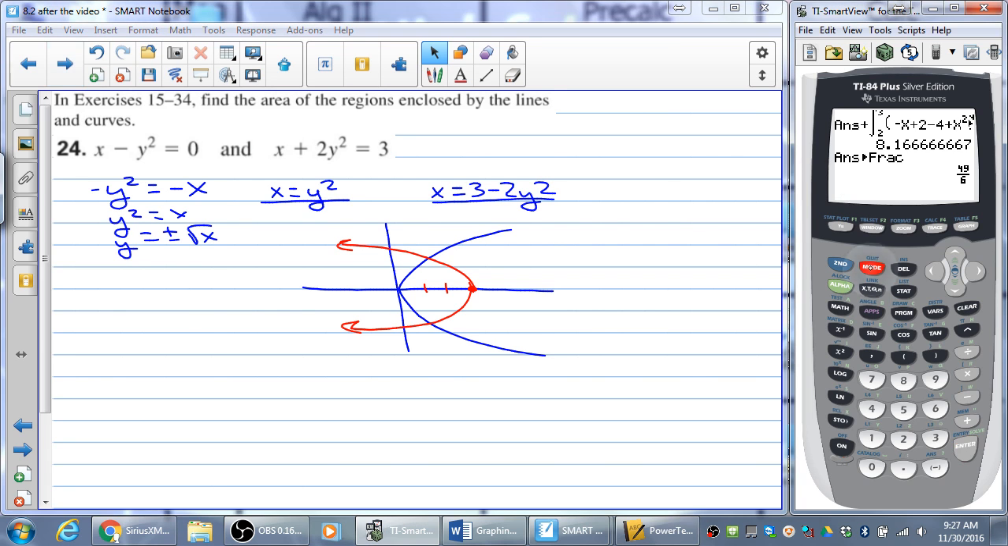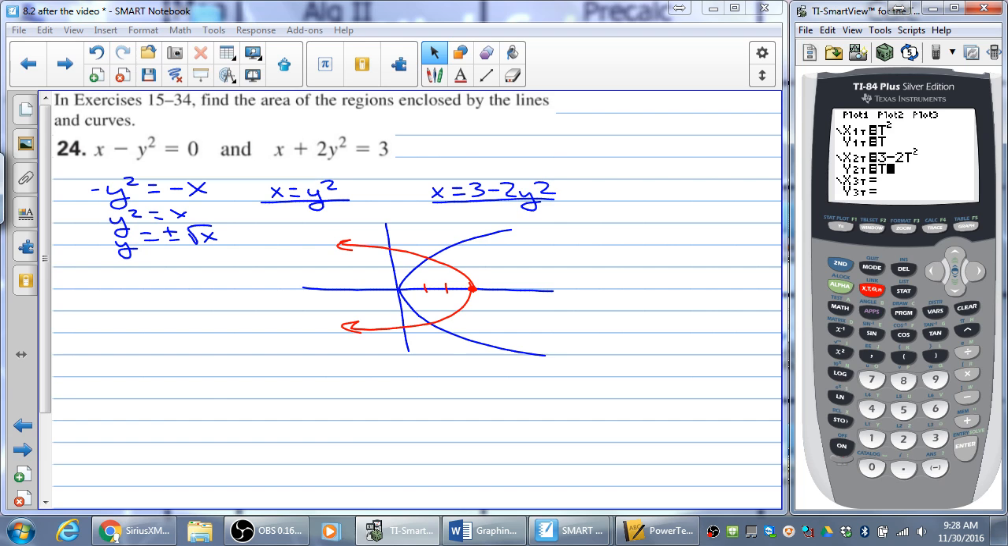If you go to mode, one of your choices is parametric. Let's go to parametric. Go to y equals. I have stuff in here already, so let's clear this out. Now this says x equals y squared, so in the x you put t squared, and then in the y you just put t. Then for the other one, we have 3 minus 2t squared, and in the y, you put t.